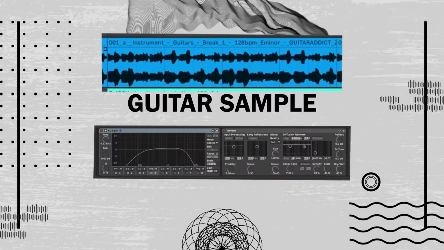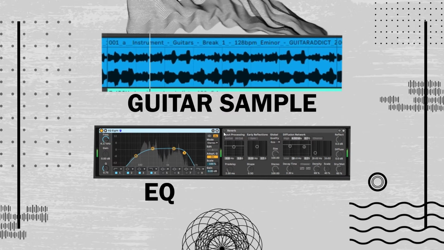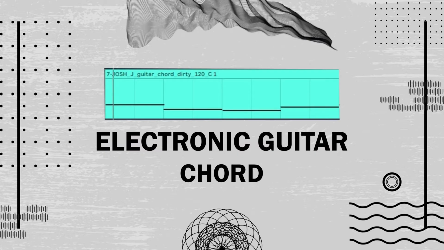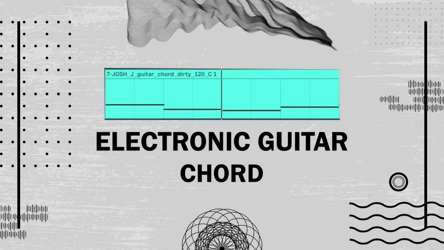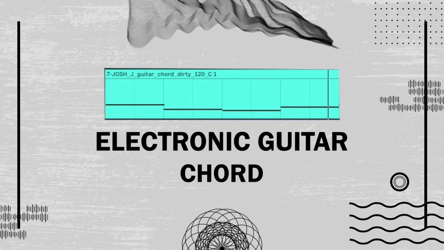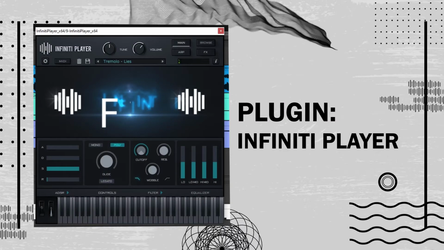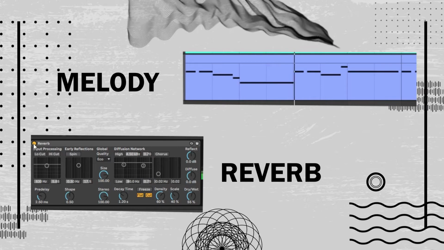First of all, I started with this guitar sample and added some EQ and reverb to it. Electronic guitar chords. And then added a tremolo from a plugin called Infinity Player. Some reverb.